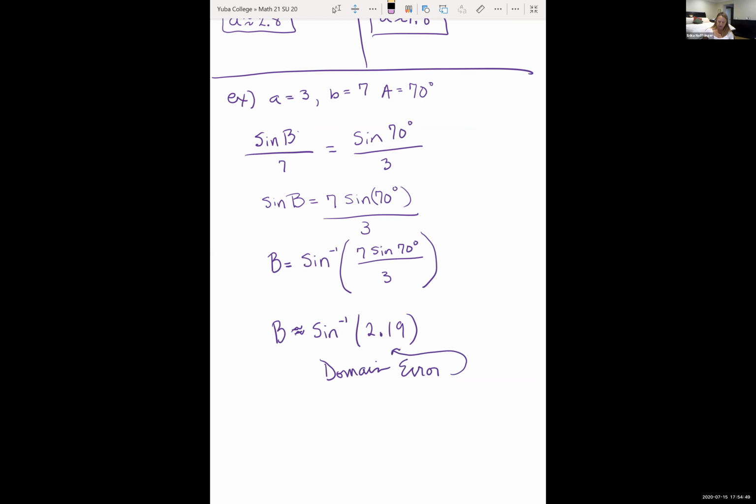So theta isn't between -1 and 1. And so because of that, we can say no triangle exists with this information.